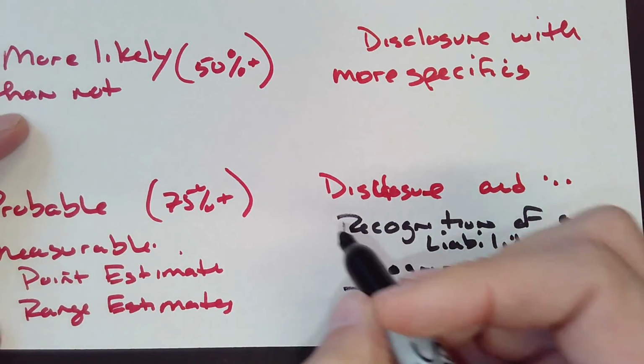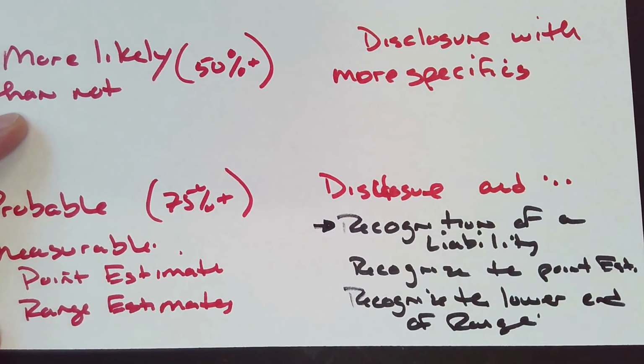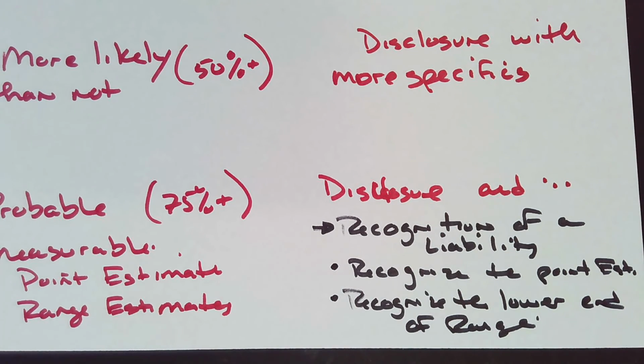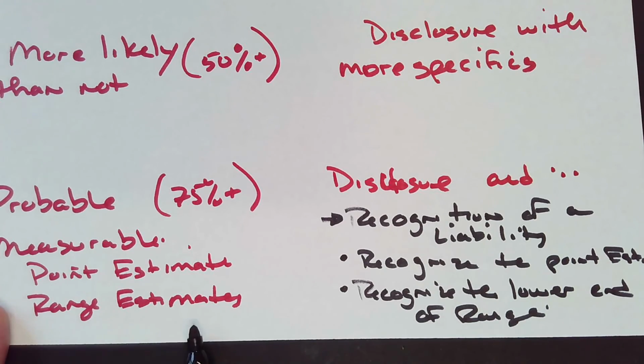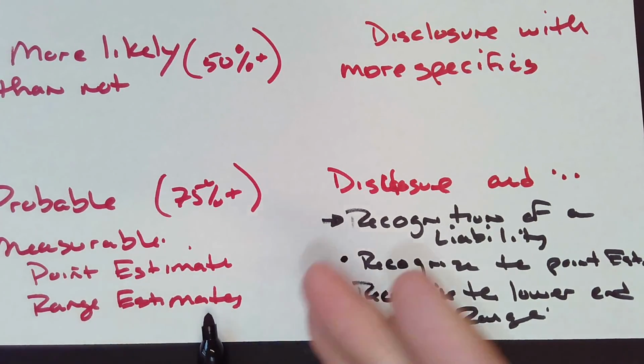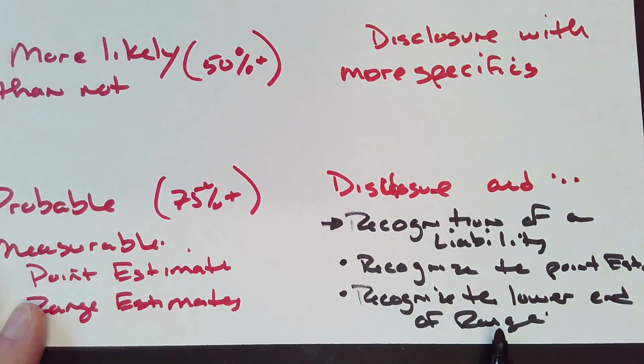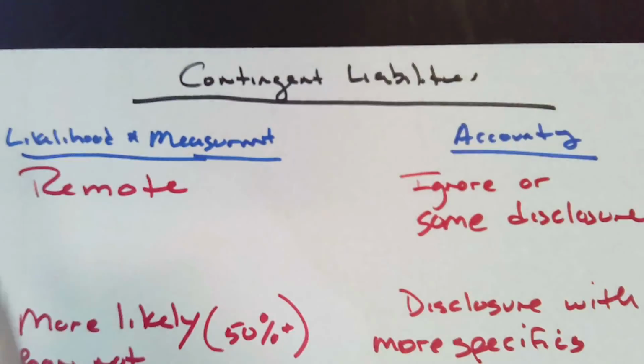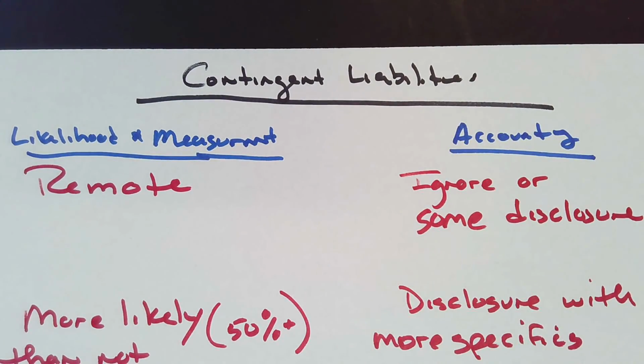Right? So there's going to be some recognition of a liability, and if there is a good point estimate that is probable, then we're going to recognize that point estimate. If we don't know a particular point, but we have a range of potential outcomes that could be as little as X and as much as Y, then the literature tells us we've got to recognize the lower end of that range. So this is how you deal with contingent liabilities. So we've got contractual liabilities and we've got contingent liabilities.